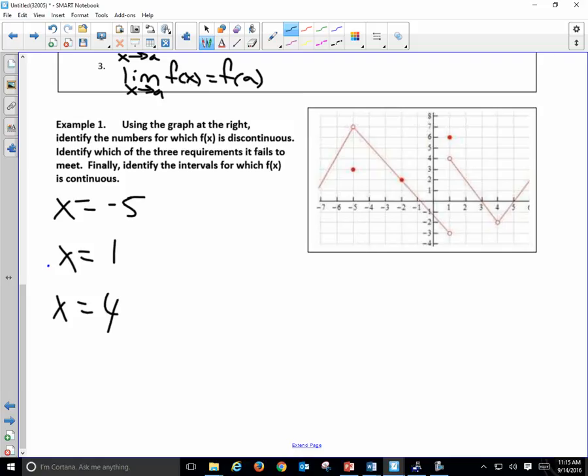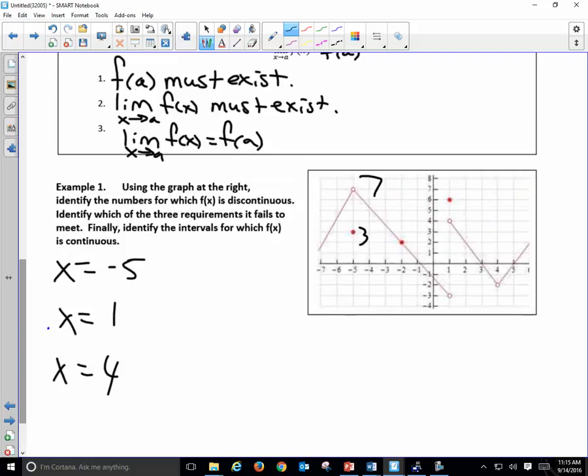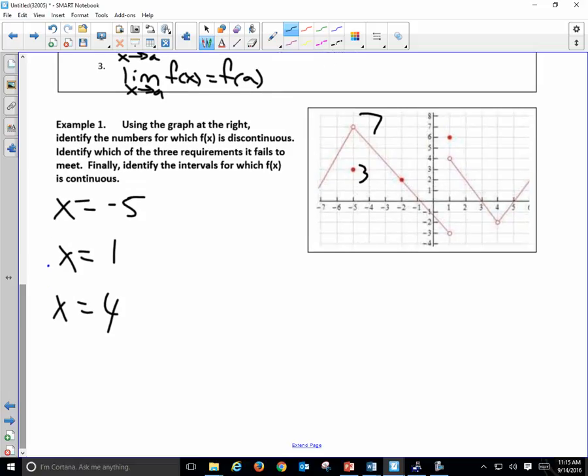-5. Does f of -5 exist? What is it? It's 3. Does the limit as x approaches -5 exist? Yeah, it does. What is it? It's 7. Are those the same? No. So, it satisfies number 1. F of a exists. It satisfies number 2. The limit exists. But it does not satisfy number 3. So it fails number 3. Now you're like, well, how would you fail number 1 or number 2?